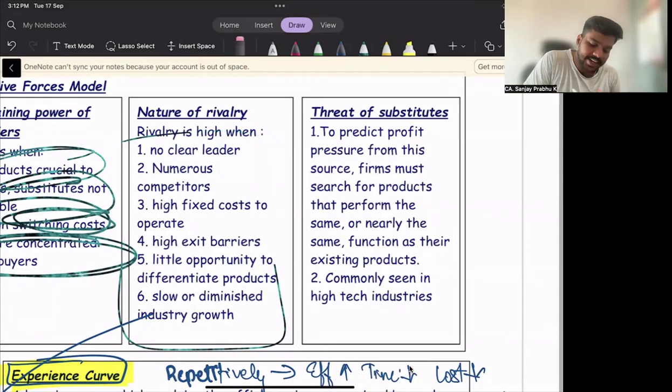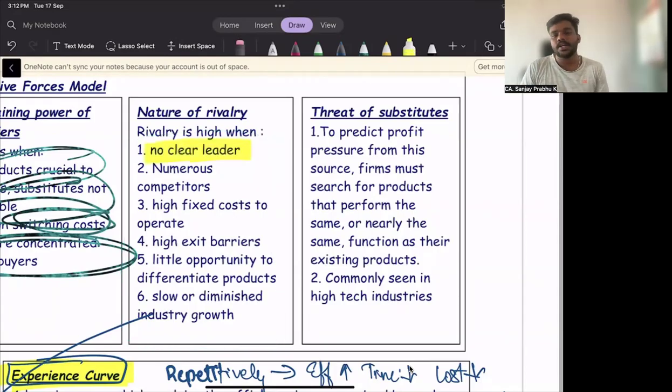When there is no clear leader. When there is no clear leader within the industry, the rivalry will be high. Even if there is a leader, if there are numerous competitors, he will be of no use. When the industry has no leader to regulate it, there will be high competition. Even if there is a leader, if the competitors are numerous, there is no purpose in having the leader, and the rivalry will be very high.